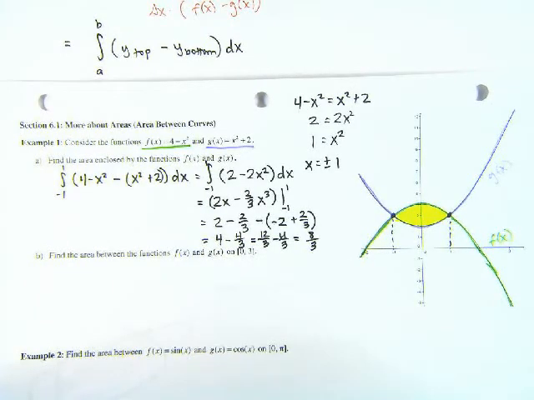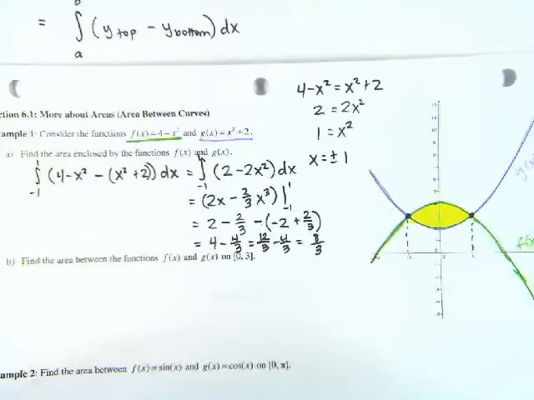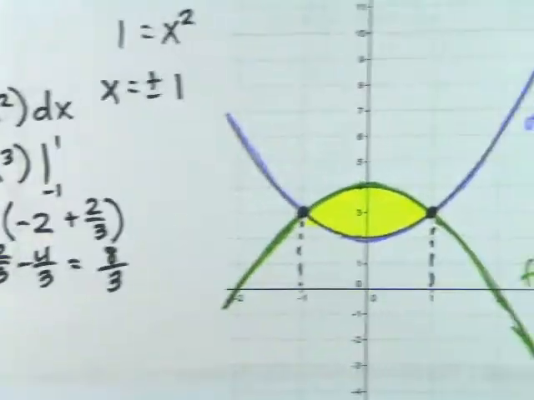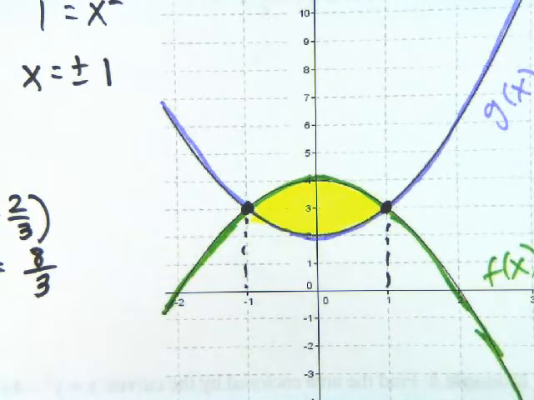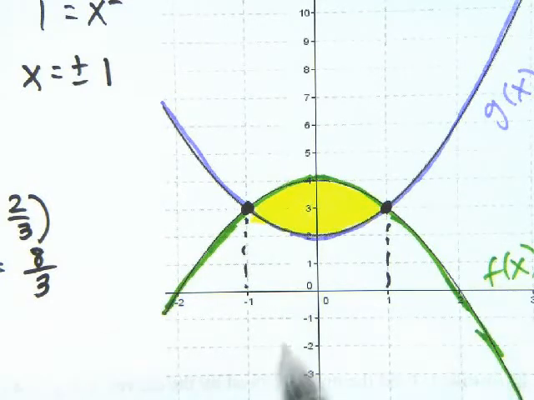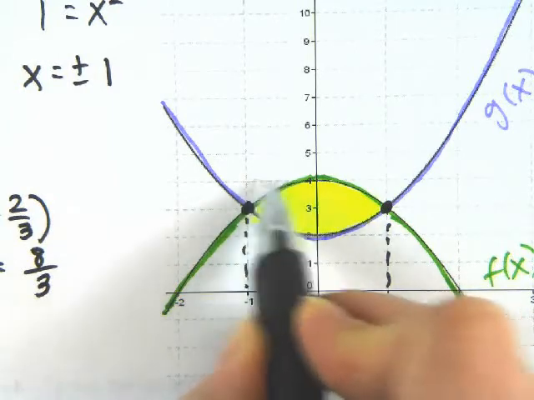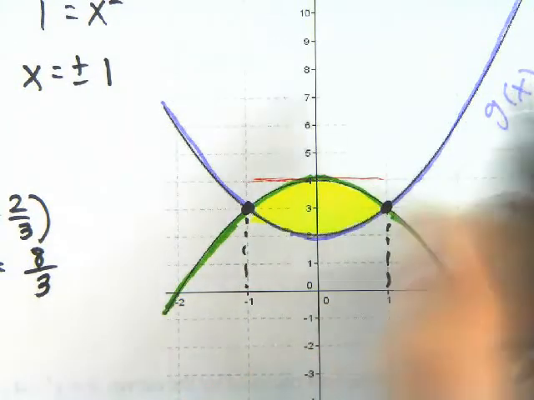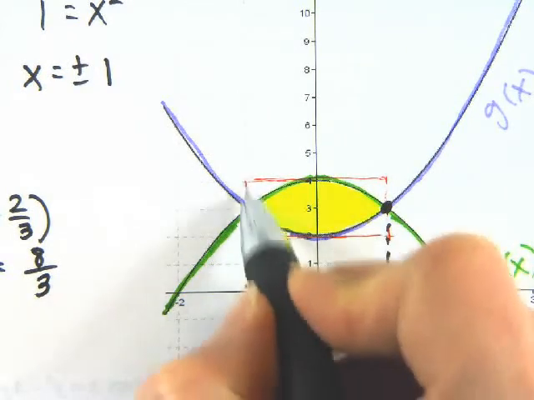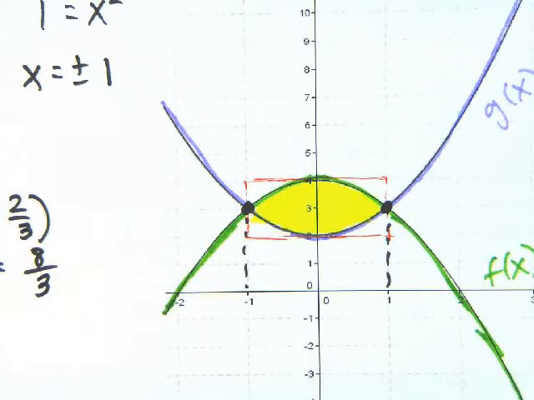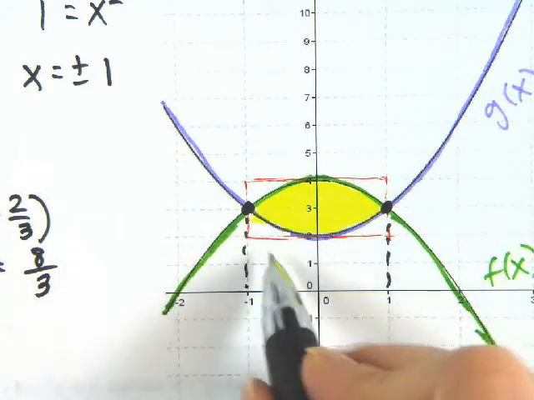And let's think about whether 8/3 seems like a reasonable answer. Okay, 8/3 is 2 2/3, so a little bit bigger than 2, almost 3. A way that we can eyeball this to see if it seems appropriate is if I put a rectangle that goes all the way around this. The area of this rectangle is obviously going to be an over-approximation, right? Because all this piece is missing. Okay, what's the area of this rectangle?